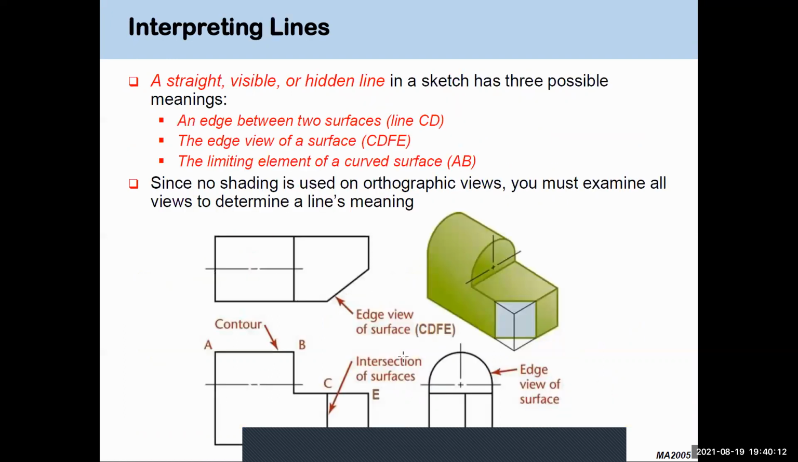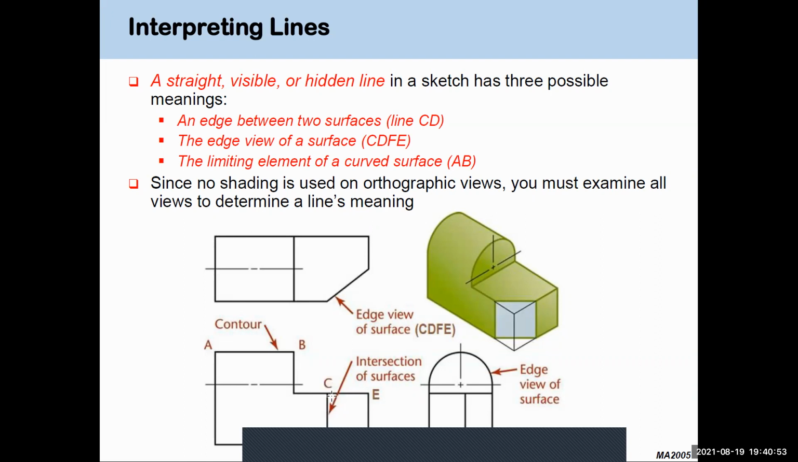Okay, interpreting lines. There are three possible lines you can draw: a straight visible line, or a hidden line. As you can see here, for this shape, from the top view, what you will see is this. Even though it's curved, there are no features on a curved surface, so you draw it flat. But if you look at it from the side, it'll look like a right angle with this line here.